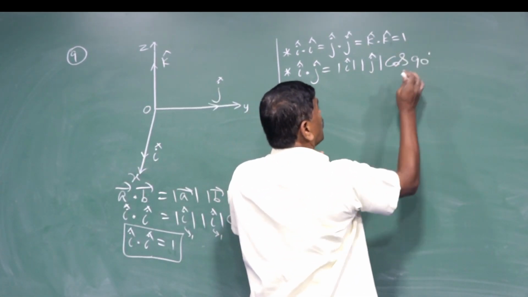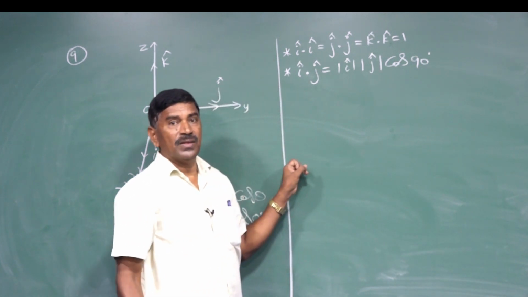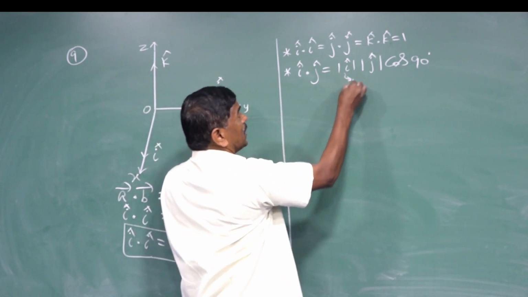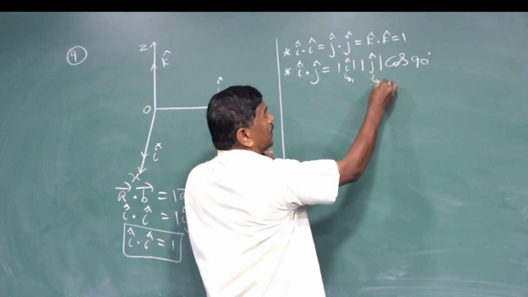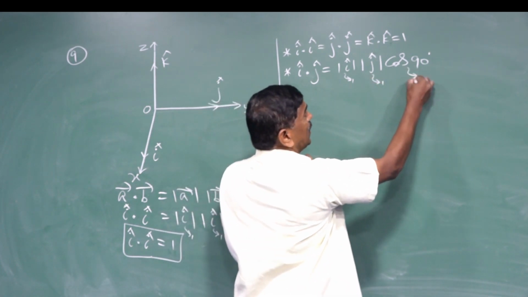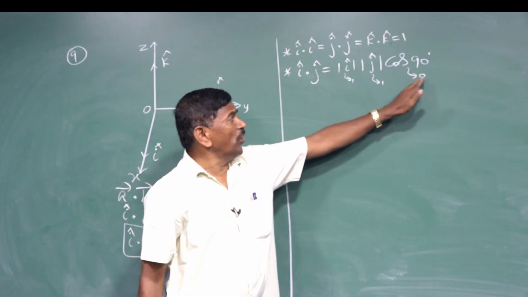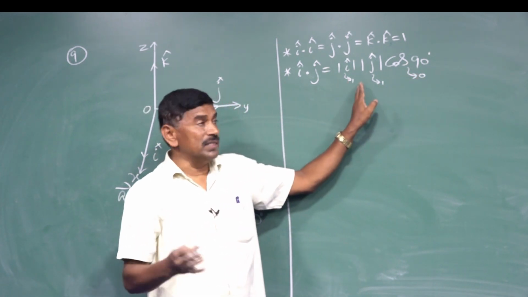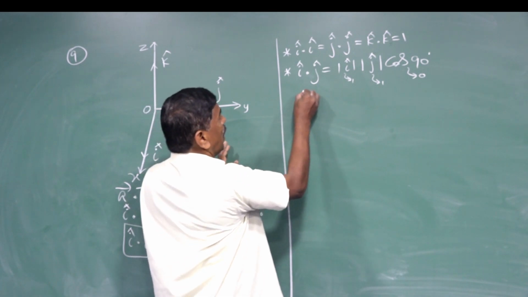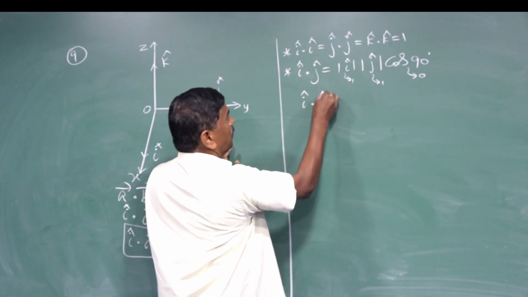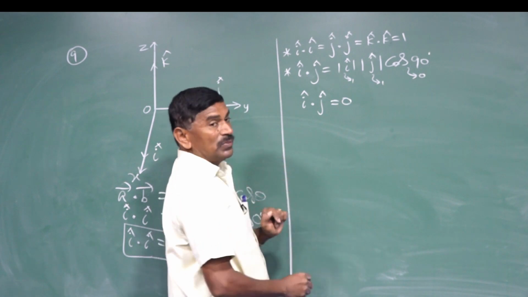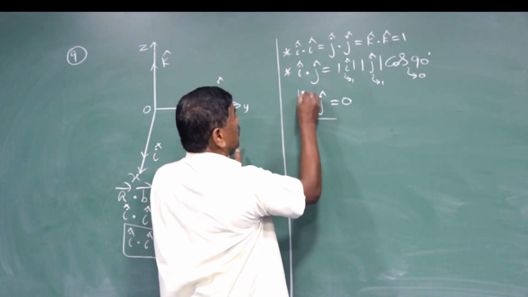Now, simplify yourself. Very good. Modulus i cap is 1, modulus j cap is 1, cos 90 is 0. Now, 0 into 1 into 1. That is 0 into anything? 0. Which means i cap dot j cap is equal to 0.